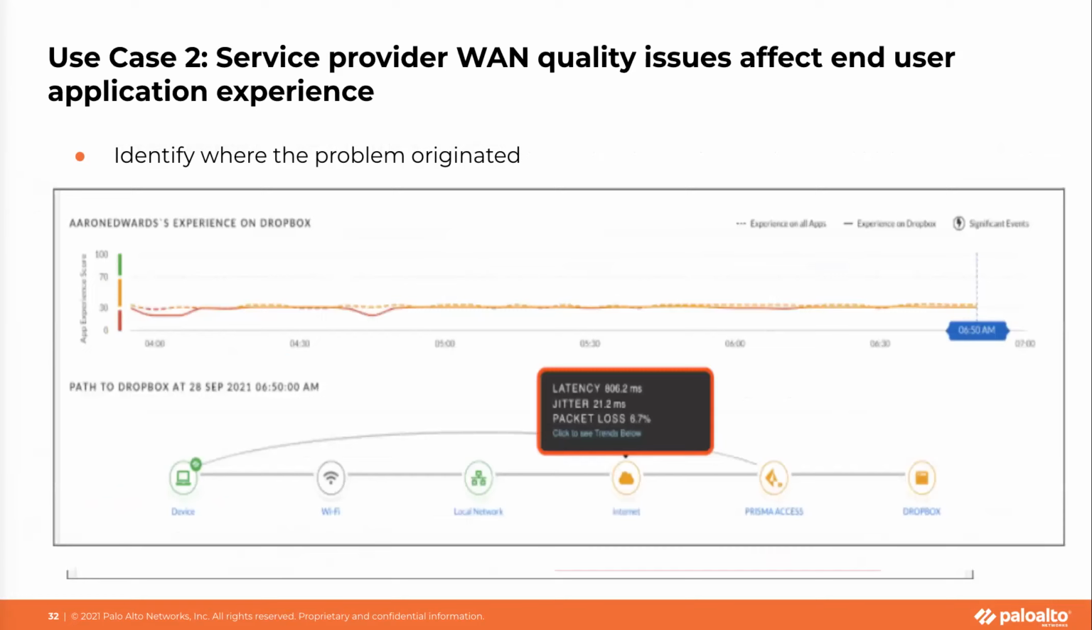Hovering the mouse over the internet icon here, you can see that it's showing you high latency. This is a core internet service provider issue in the US West region that is impacting all users in the region.